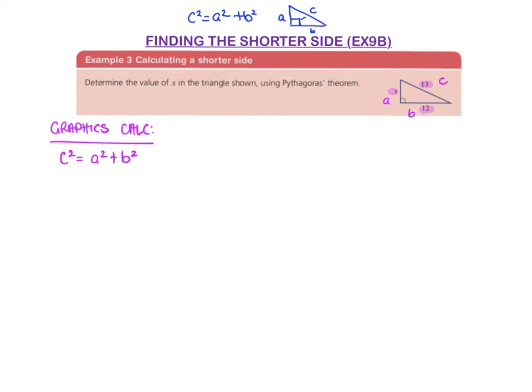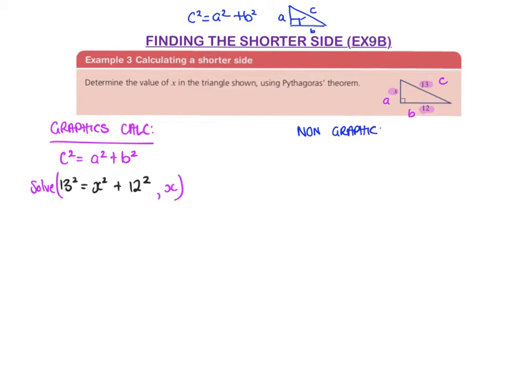Our next step was we put in what we know. Now, C is 13, so it'll be 13 squared equals A is x, so x squared plus B squared, 12 squared. At this point, on your graphics calculator, you can put solve and then comma x. It doesn't matter where the unknown letter is in the equation, the calculator works it out for you. But because some of you won't have your graphics calculator with you, this is how we can work it out on a non-graphics calculator.